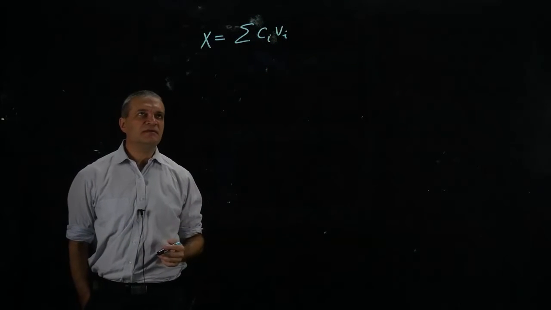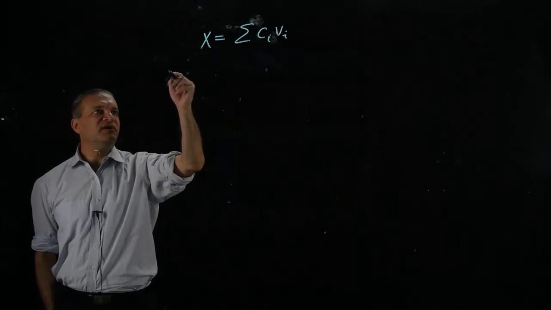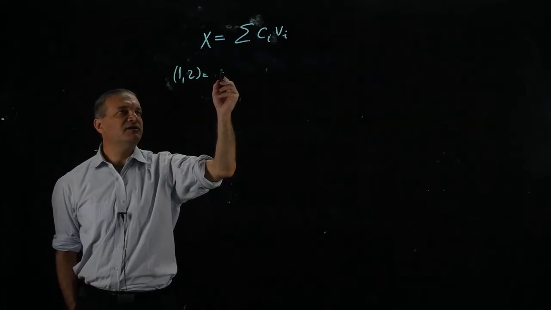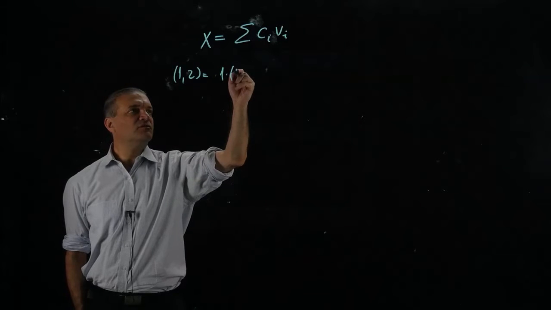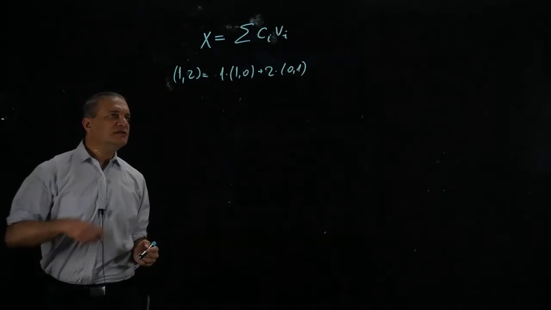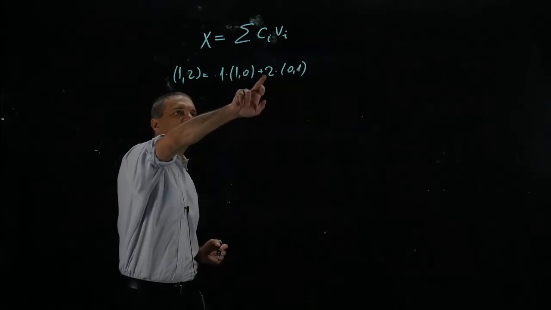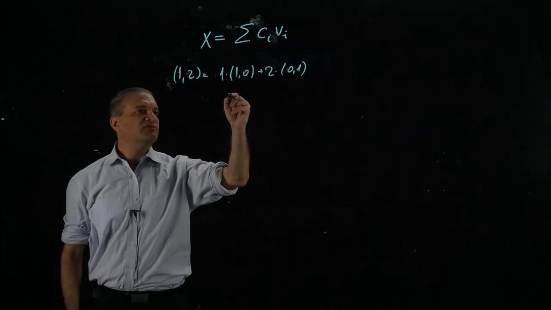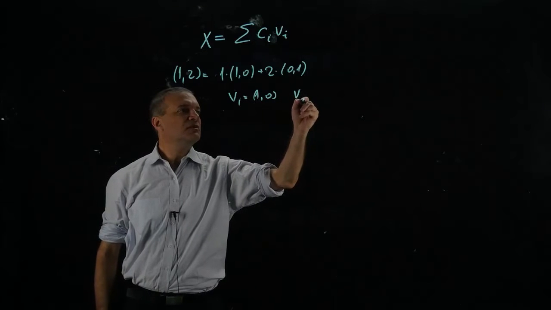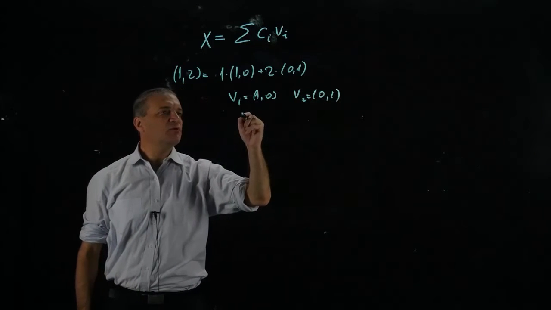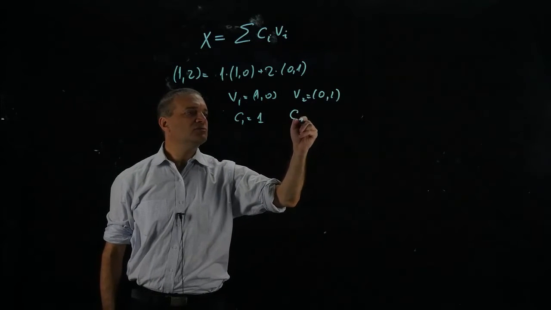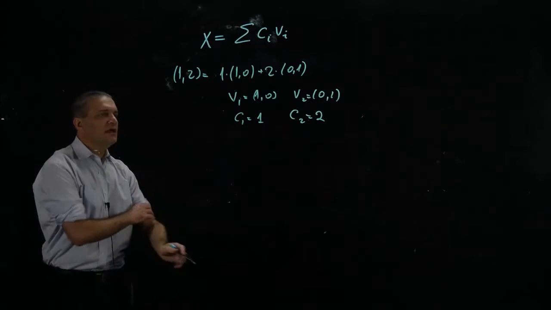You can think about the simplest example. Say you have a vector in a two-dimensional space, say the vector (1, 2). You can represent it as 1 times (1, 0) plus 2 times (0, 1). So in this case 1 is C1 and 2 is C2. V1 will be (1, 0), V2 will be (0, 1), C1 will be 1, and C2 will be 2. So that's our setup.